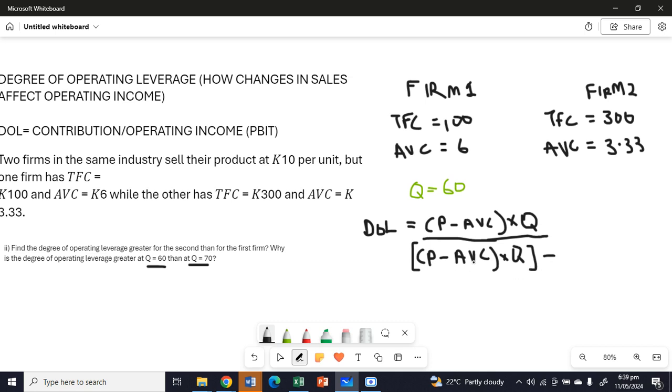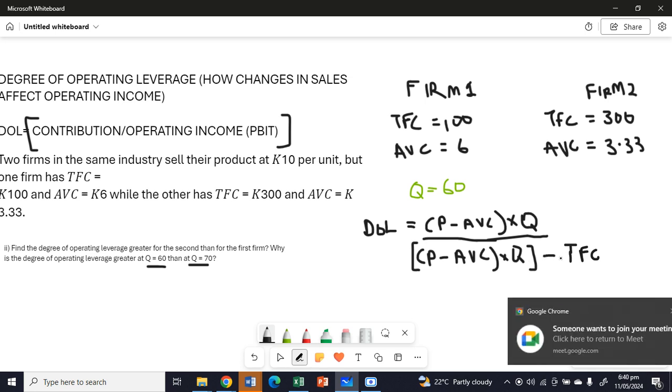All right. So here, this P minus ABC times Q, which is above there, this is the contribution, minus the total fixed costs. This will give us our operating income. Okay, colleagues? It's the same formula I've shown here, the contribution over operating income. So since we've been given the selling price per unit and the average variable cost per unit, that's why I put P minus ABC, which will give the contribution per unit. And if you want to get the overall contribution, you multiply by the quantity. And then if you want to get the operating income, you subtract the total fixed costs from the total contribution.